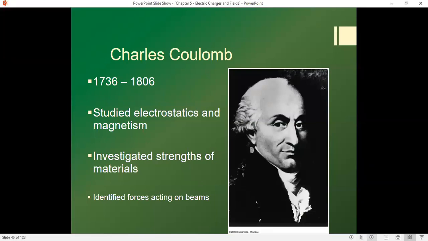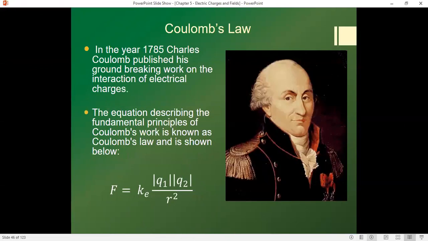In any case, Charles Coulomb lived from 1736 to 1806, so he was almost a contemporary of Benjamin Franklin. He studied the electromagnetic force, or the electric force, and magnetism, and also did some work on material strengths. In 1785, he published his discovery about the forces between charged objects.